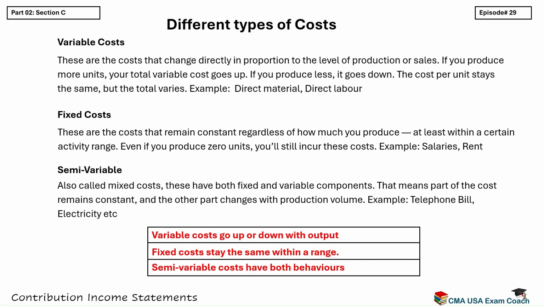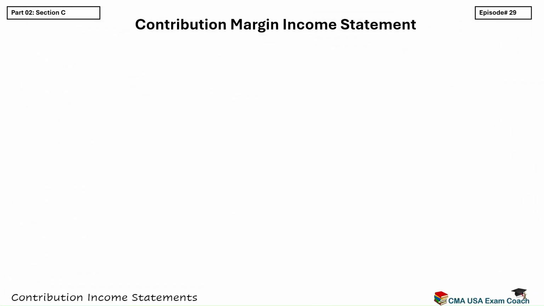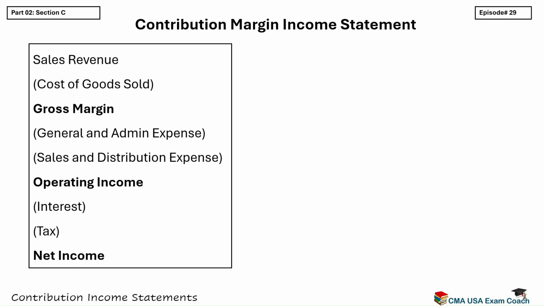Now, let's take a closer look at the contribution margin income statement and compare it with the normal income statement. Starting with the normal income statement, as shown on the slide. First, we have sales revenue, which is the total amount earned from selling goods or services. From sales, we subtract the cost of goods sold, or COGS. This includes all the direct costs related to producing or purchasing the goods sold.